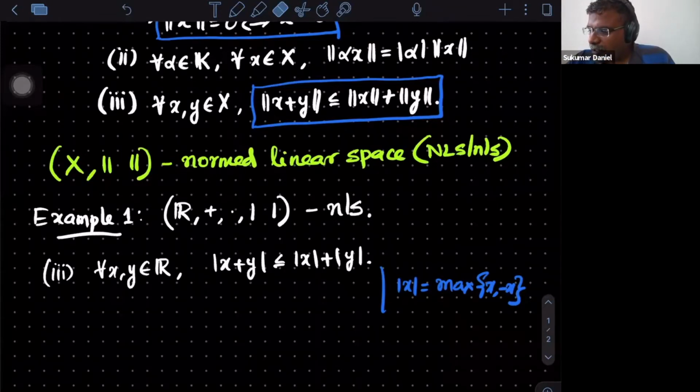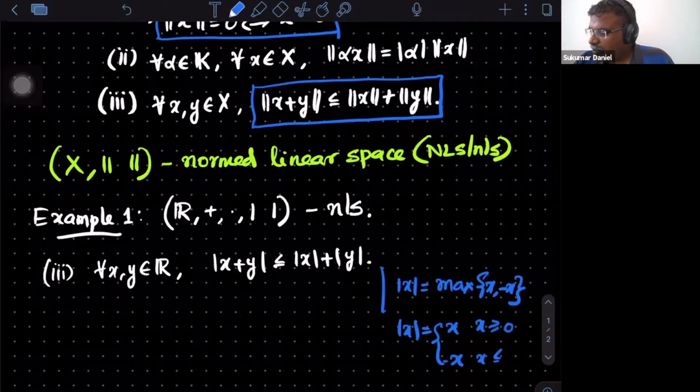There is also an alternate definition, as somebody pointed out. This is case-wise: when x is positive, it is x; it is minus x when x is negative. At 0 it's 0, you can write even that. So it is 0 when x is 0, and we can write strict inequality. Okay, so these are the two definitions we have. As I said, I would prefer this definition.